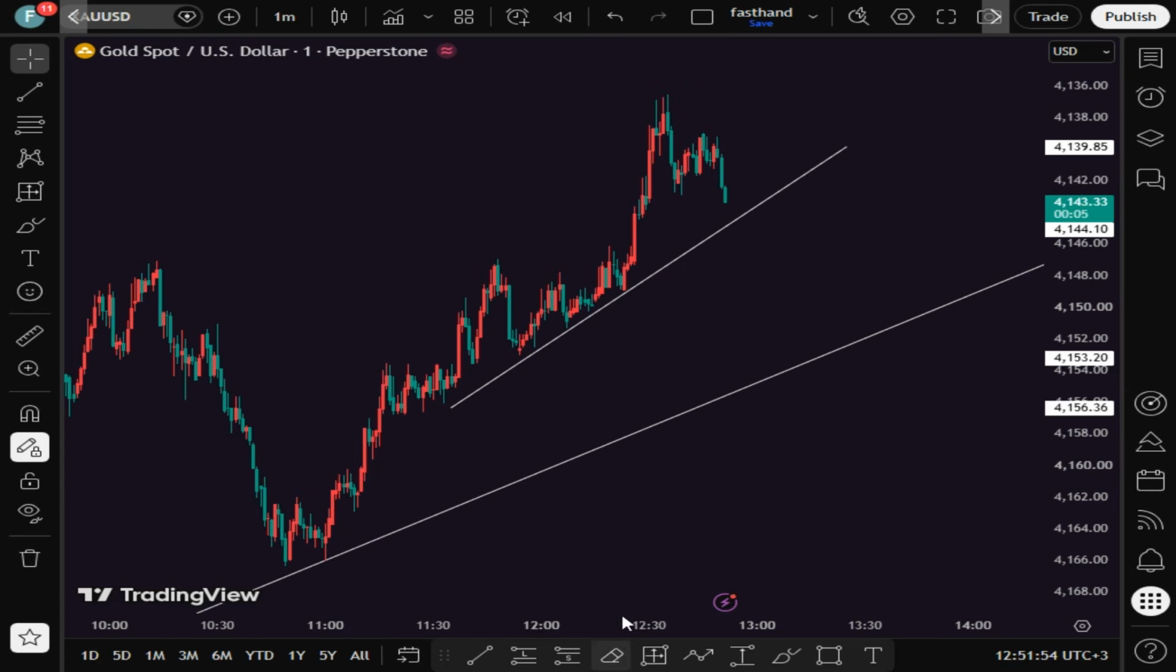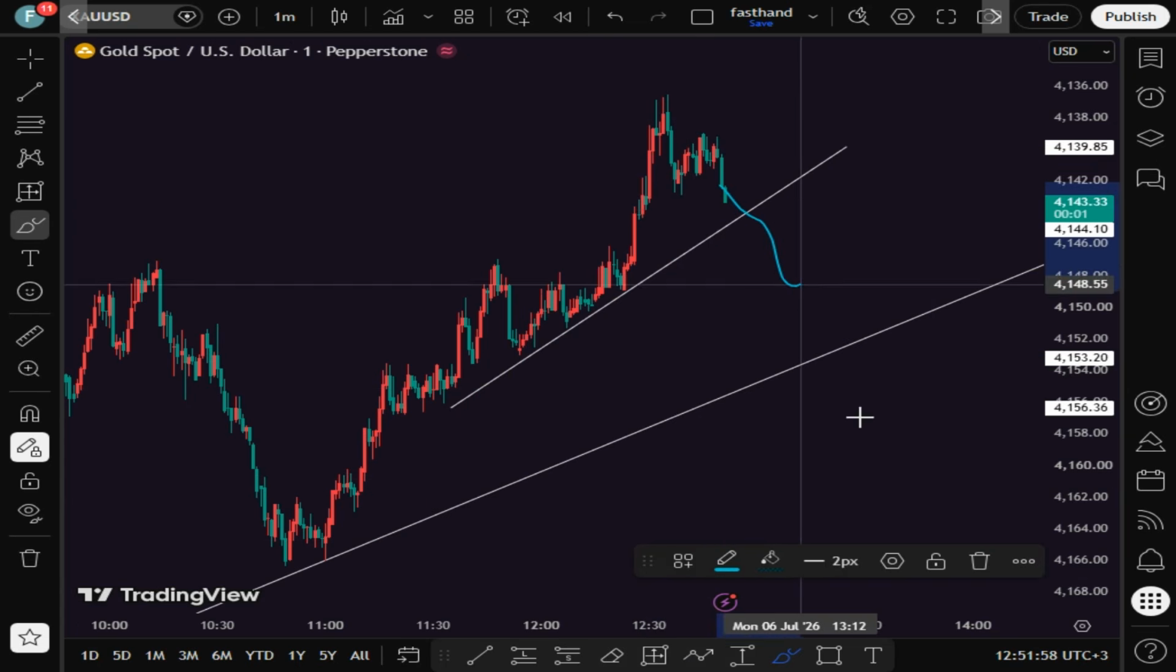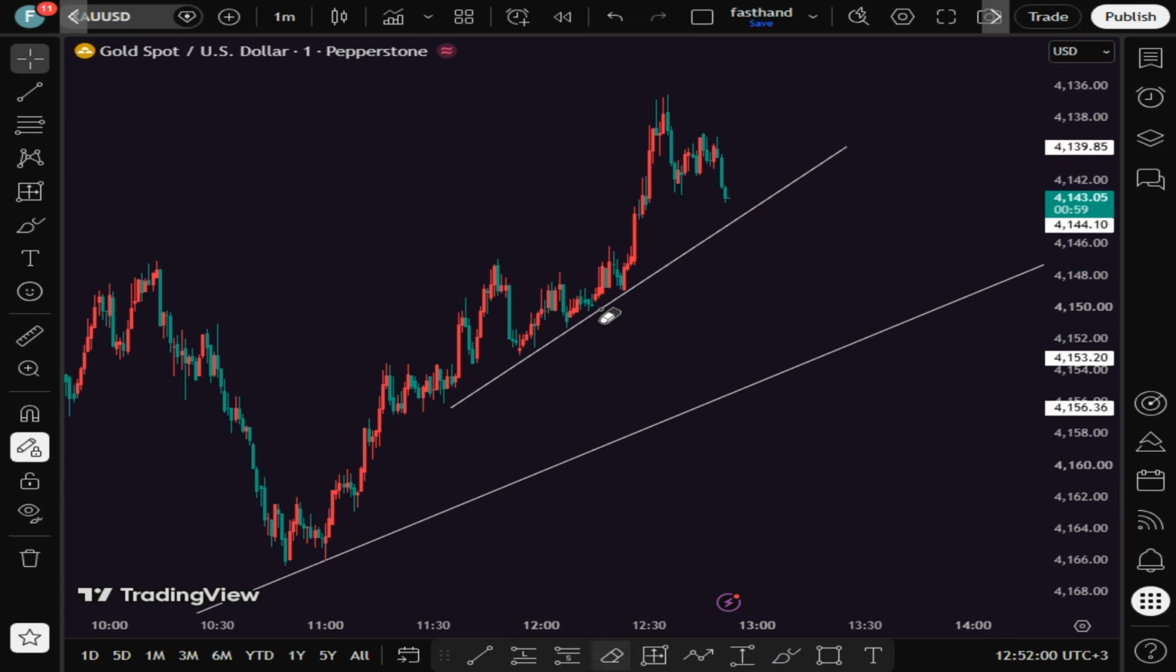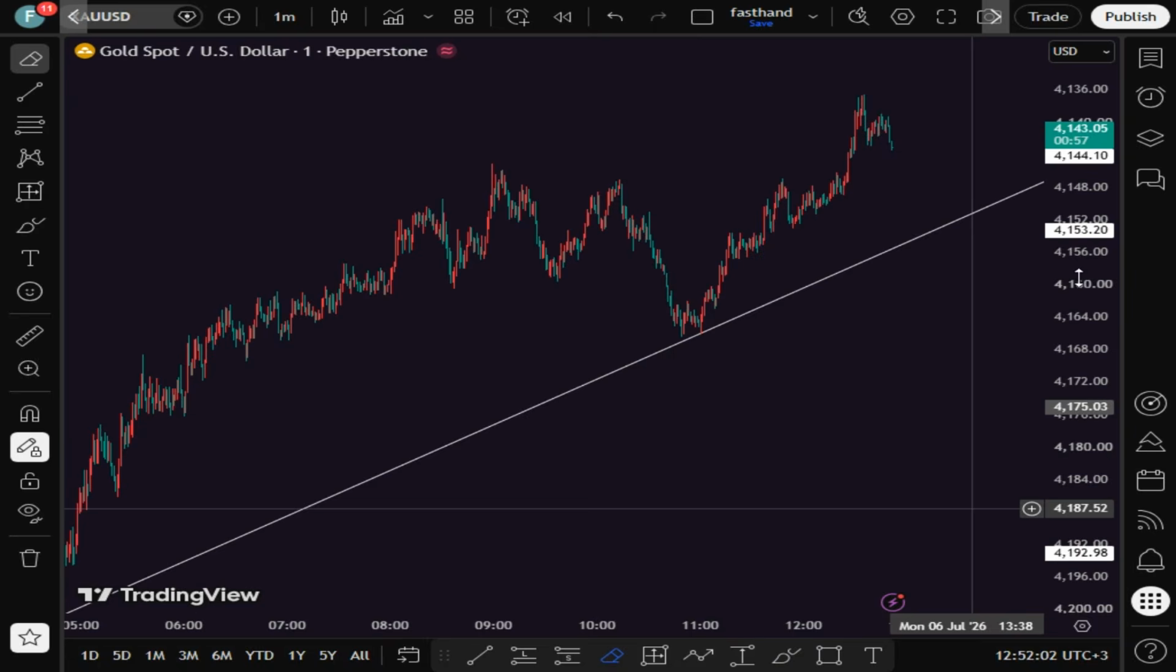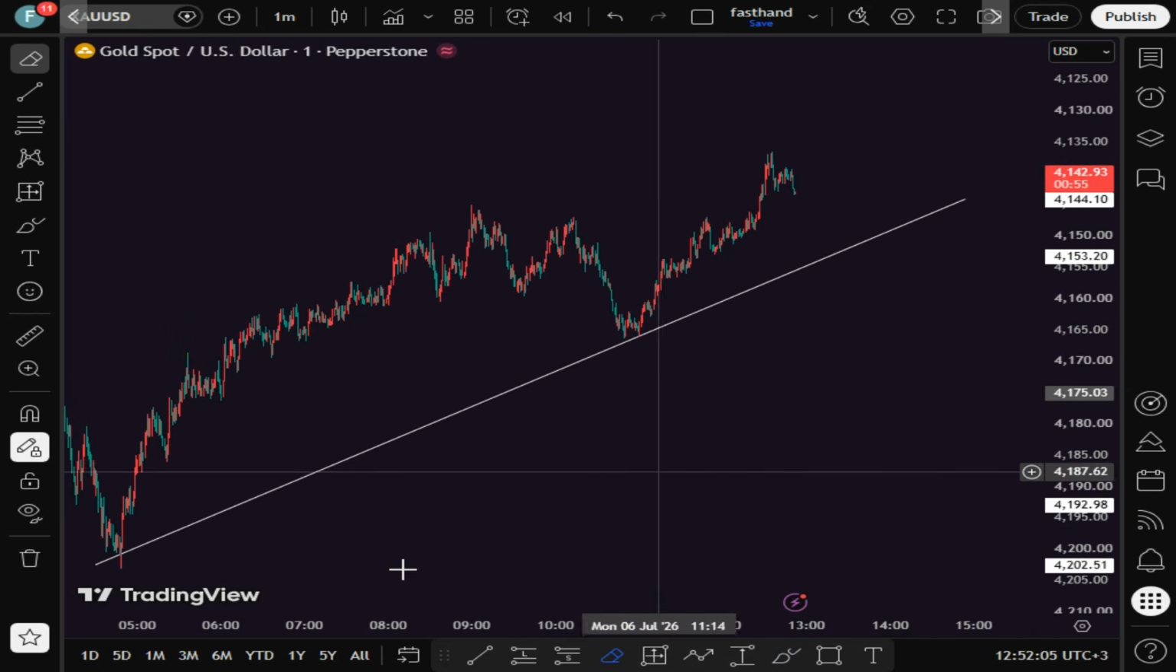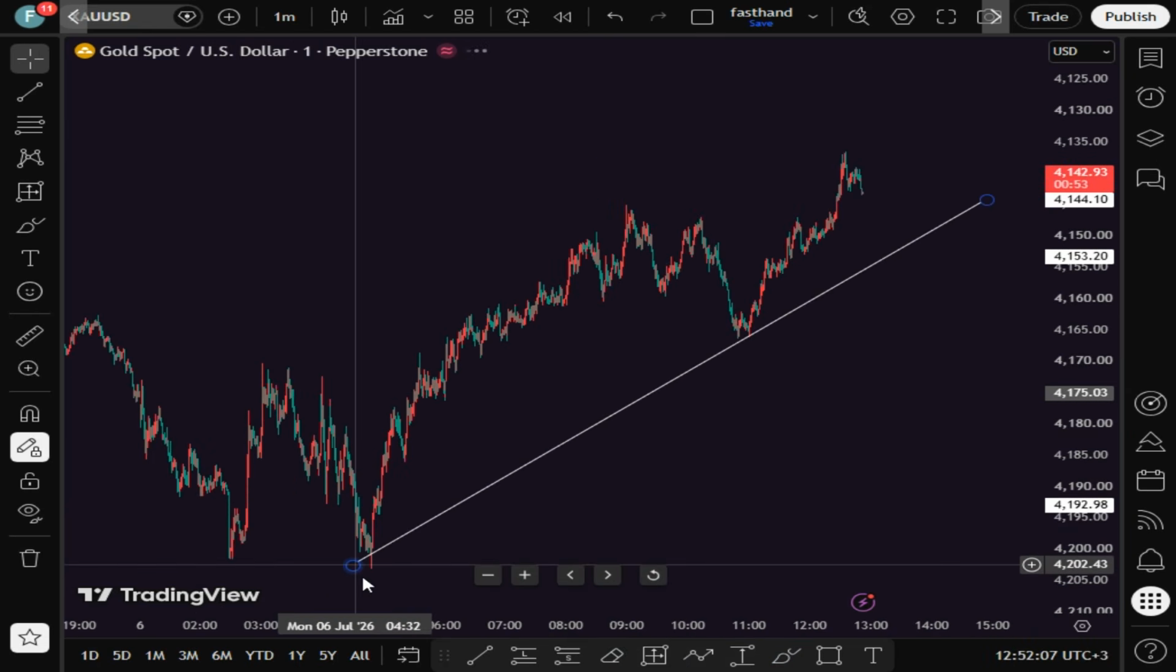I think there's that possibility that, yeah, I think she will go back to retest that trend line. That is what I want to see. Okay, 1 minute time frame. Oh, we have this. I think I should adjust this.